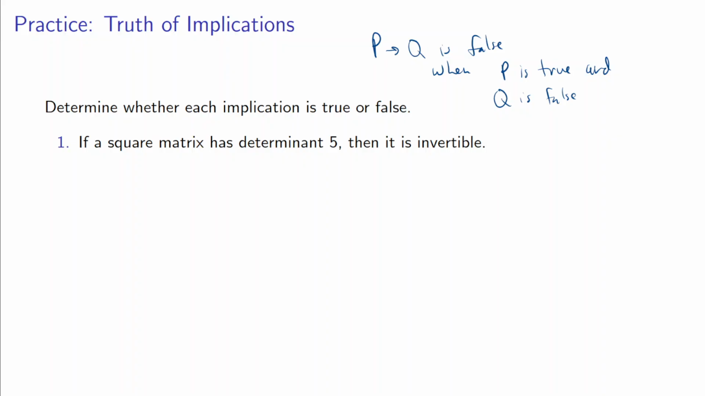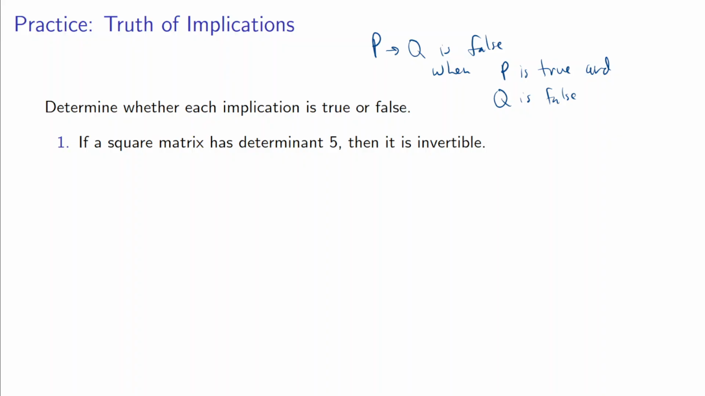So first one here, if a square matrix has determinant 5, then it is invertible. This first part, the P part, sort of, I guess, depends on your particular matrix. So that might be false. You might have a matrix where the determinant is 5. And if you haven't studied determinants of matrices yet, you will at some point in your linear algebra class.